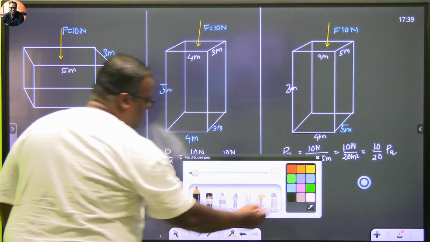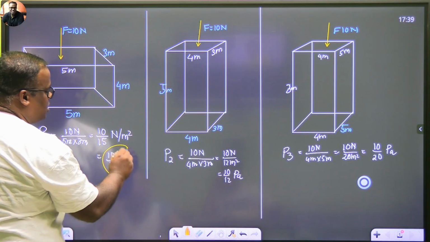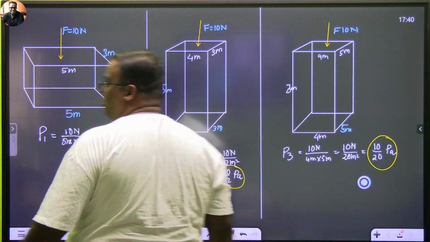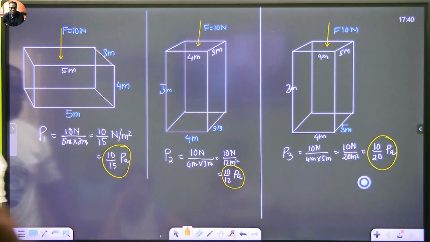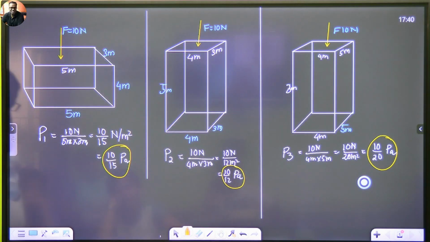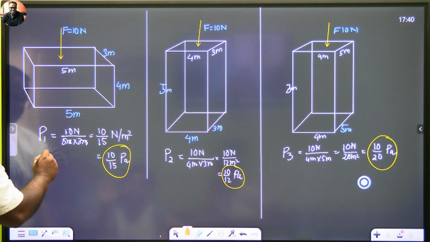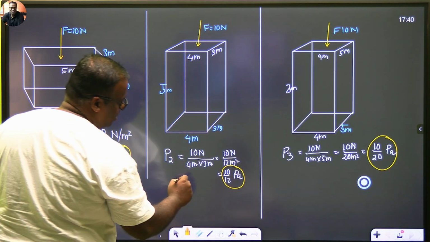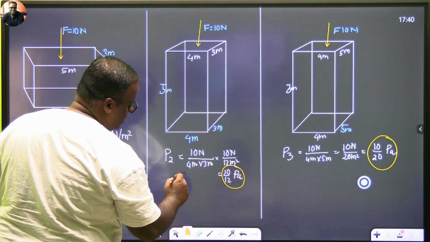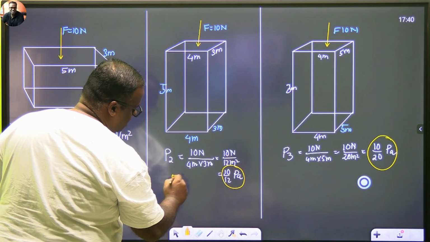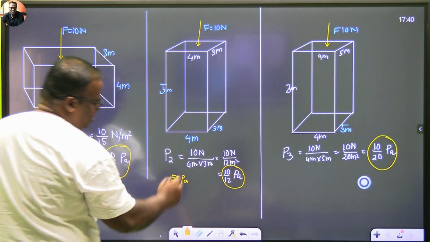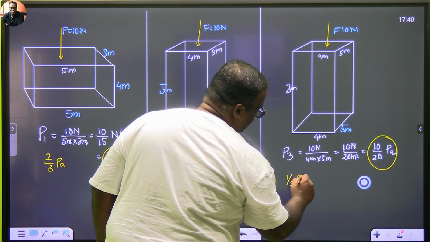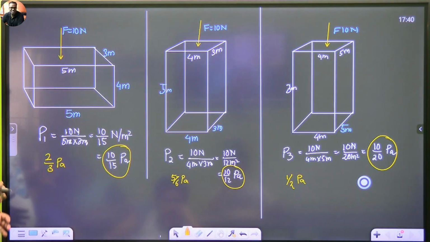So we now need to compare everything and find it out mathematically, which is the greatest. Now these are all rational numbers. So how do we find out the greatest? Let's do a little bit of maths. Let's reduce these to the lowest terms. Tell me, Rayan, how much is it? Very good. 2 by 3 Pascal. How much is this? 5 by 6 Pascal. And how much is this? 1 by 2 Pascal.